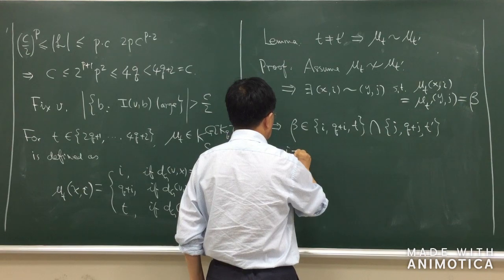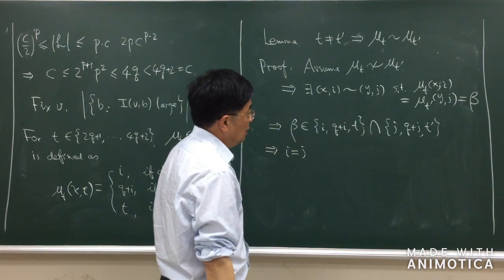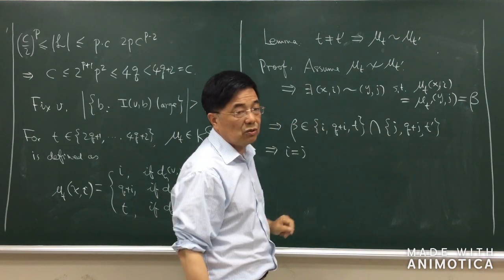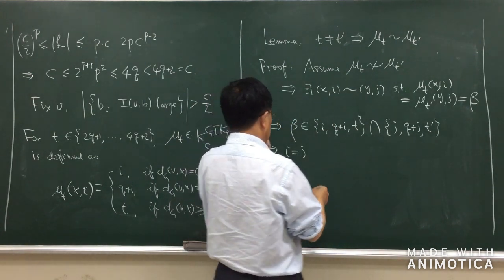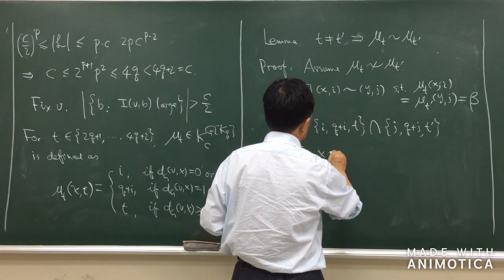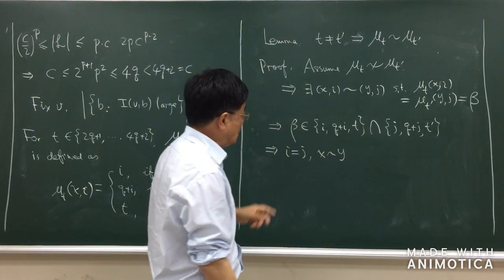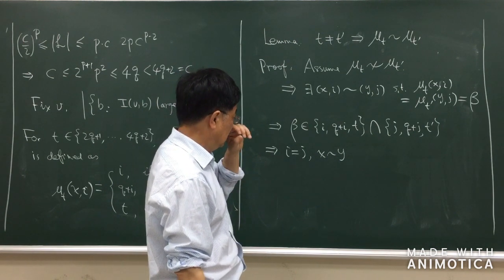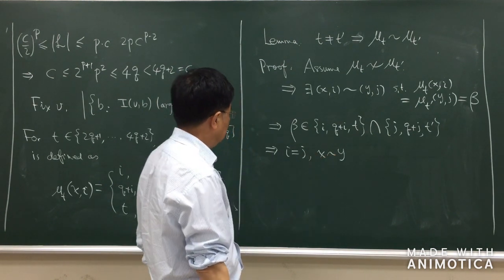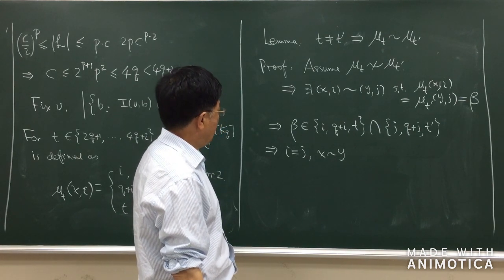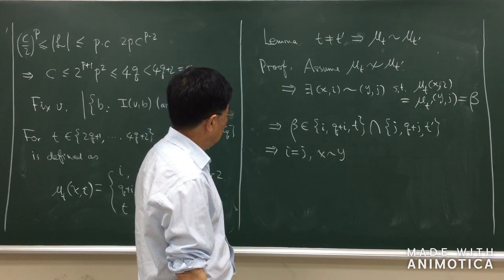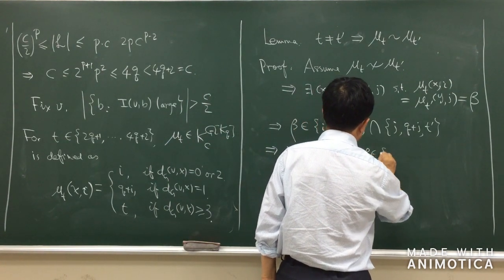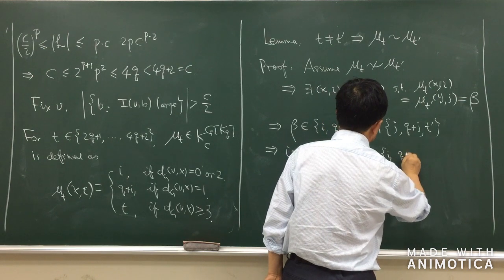i has to be equal to j. If i is equal to j and this is adjacent, then x has to be adjacent to y. Okay. It cannot be the same. So x has to be adjacent to y in G. So x cannot be the same as y. Okay, and beta is either i or q plus i.